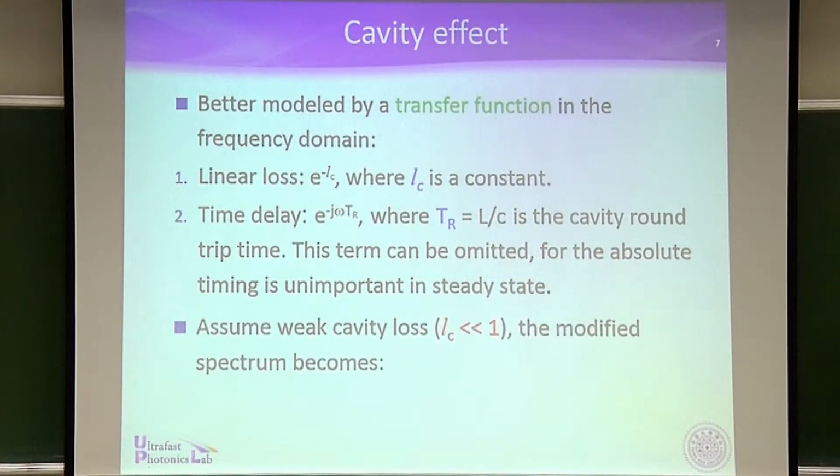So if we assume the cavity loss is very weak, in other words, the loss coefficient LC is much less than 1, then the modified spectrum becomes this one. The spectrum is big A1 equals big A times e to the minus the linear loss LC. Since LC is much less than 1, e to the minus LC is close to 1 minus LC, the first-order Taylor series approximation. So it's like this: 1 minus LC, parentheses, times big A of omega. That's the first step, the cavity effect.